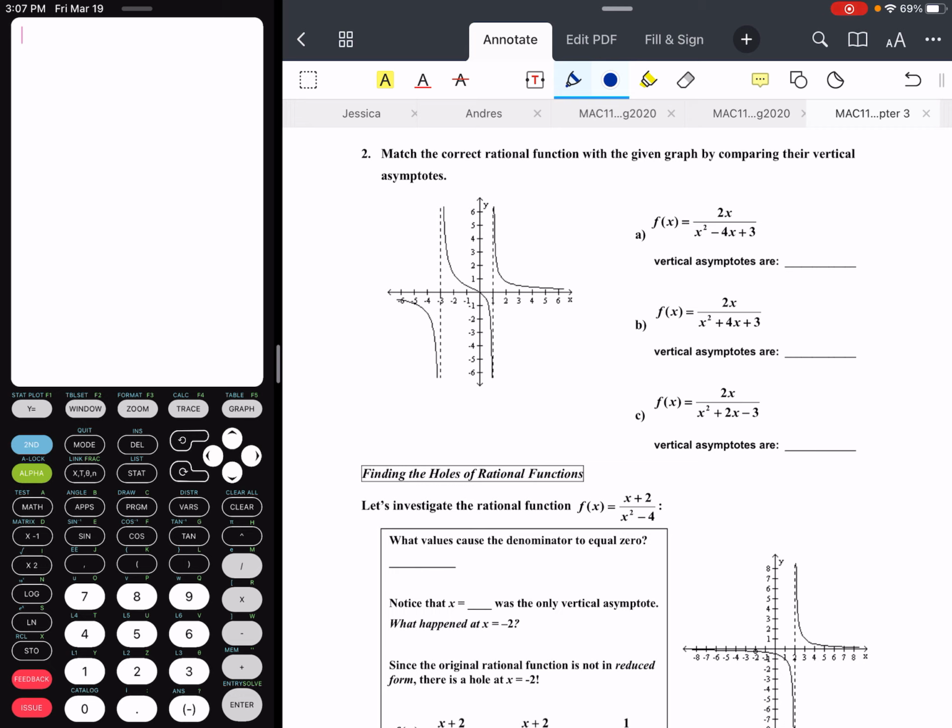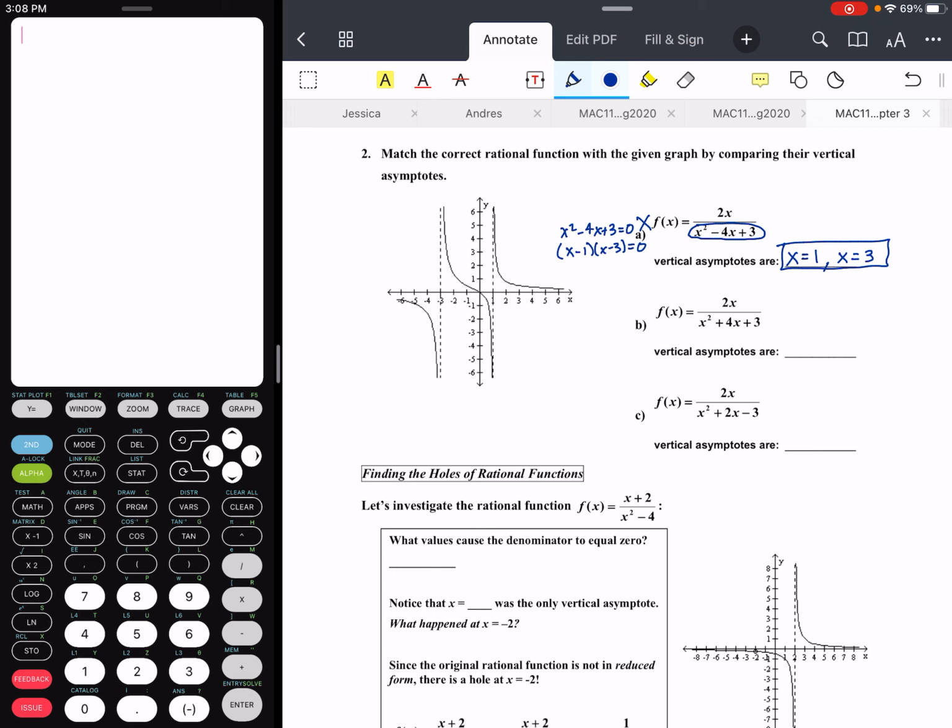If I wanted to find the vertical asymptotes, I would set that denominator equal to 0. So x squared minus 4x plus 3 equals 0. If I factor that, that would give me x minus 1 times x minus 3 equals 0. Setting each factor equal to 0 gives me two vertical asymptotes, x equals 1 and x equals 3. So those are the correct vertical asymptotes for that function, but we don't have a match on our graph, right? So no match.